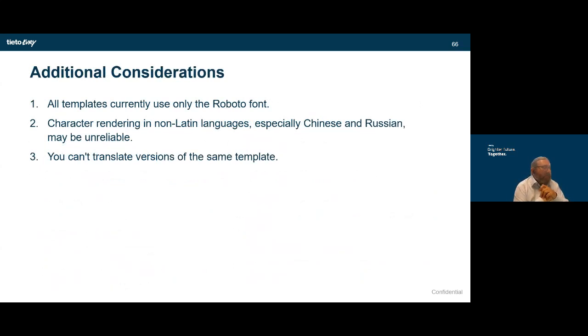So just a few considerations here. Currently, we only get to use this Roboto font. That may change in the future, but currently that's only one font. Characters are not too reliable when you're rendering in non-Latin, especially Chinese and Russian. And you can't translate versions of the same template, so you need different templates.